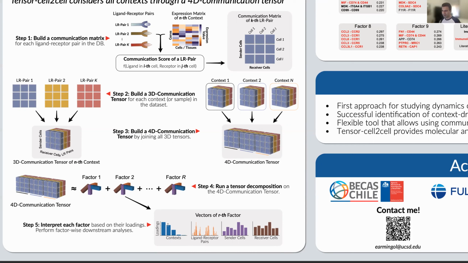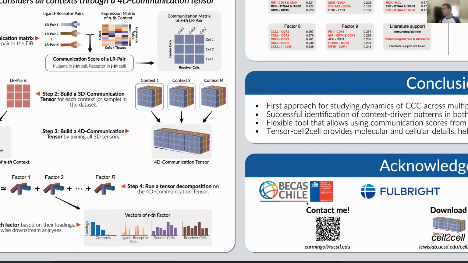For example, if they are time points, here we would observe that they are decreasing across time points, and identify the most important ligand receptor pairs and the cells producing the ligands and the cells receiving those ligands.